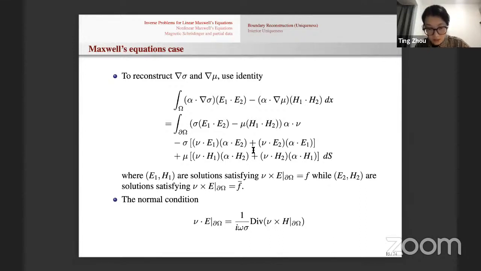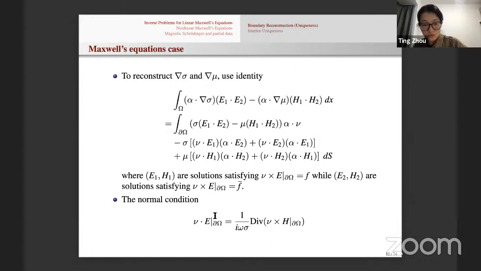So it's a little bit complicated, this formula. However, you can see that on the boundary, on the right-hand side of this equation, we use the normal component of the electric field and the normal component of the magnetic field. And the alpha, which is perpendicular to nu, can also be obtained using a similar idea. Alpha is an arbitrary direction perpendicular to nu.